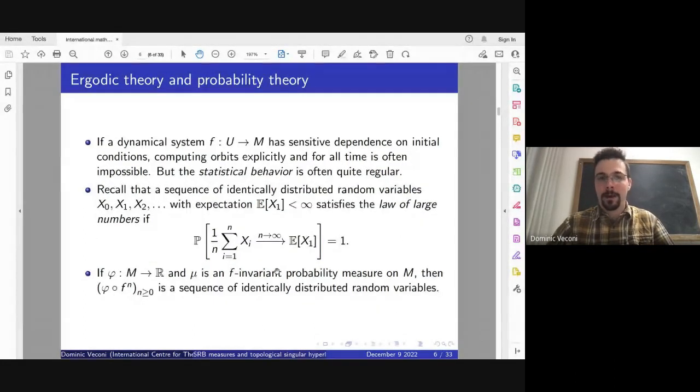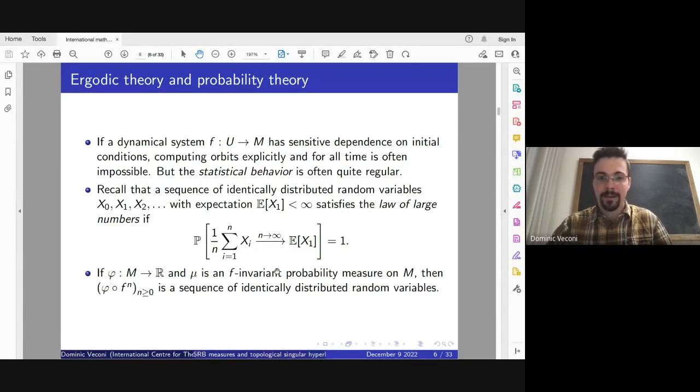The reason that we care about probability measures in particular is because we want to look at the statistical behavior of chaotic dynamical systems. We saw yesterday that some dynamical systems have sensitive dependence on initial conditions, and hyperbolic dynamics are in some ways the best model of this kind of behavior. But even though they have orbits that are very hard to compute, in fact, it's usually impossible to explicitly compute a particular orbit, the statistical behavior is often quite regular. And when you think about statistical behavior, one of the most natural things to look for is the law of large numbers.